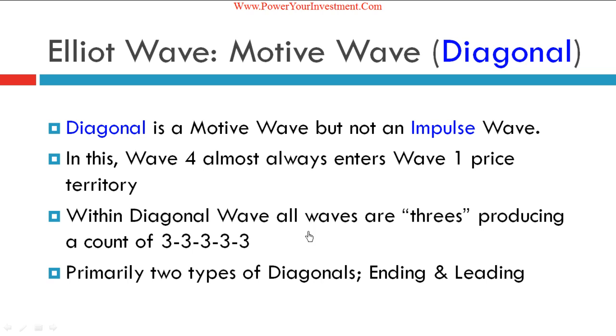So till now we have covered what a basic motive wave is. We have known that there are 2 types of motive waves. One is the impulse and another is the diagonal wave. Now since we have completed the impulse part, let's now switch to the diagonal aspect. A diagonal is a motive wave. It's essentially a motive wave, but it's not an impulse wave.